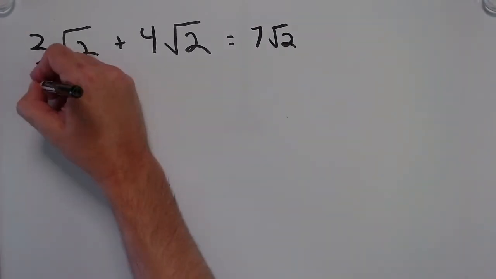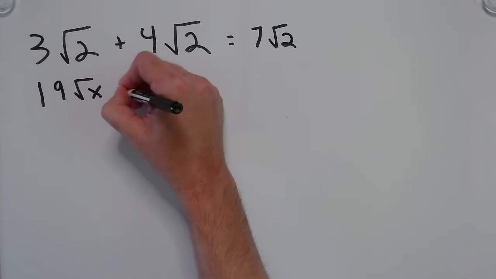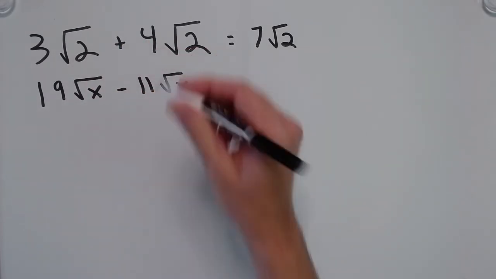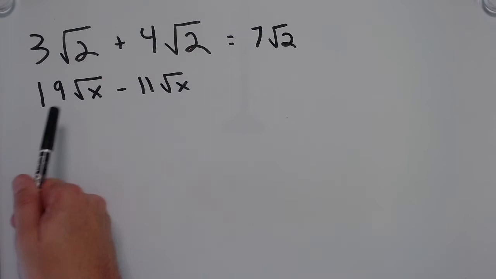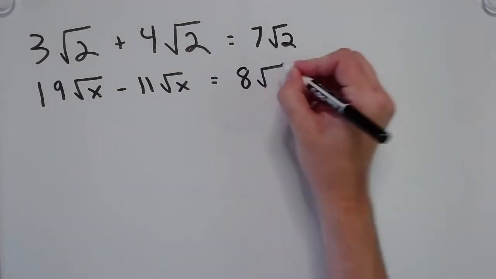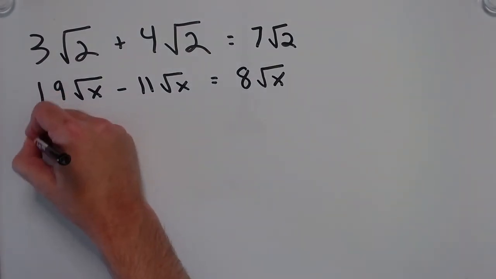Okay, let's take another example here of 19 root x minus 11 root x. Again, we already have like terms. So we'll just do the subtraction here. 19 minus 11 equals 8 root x. Okay, we're going to do another one right below here.